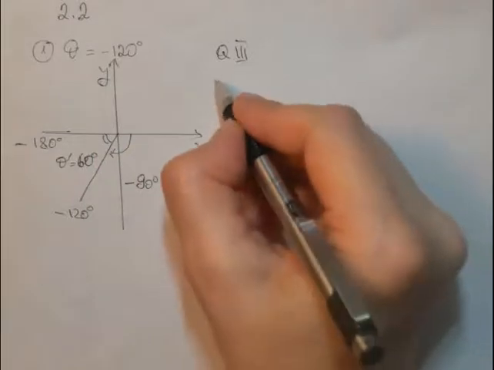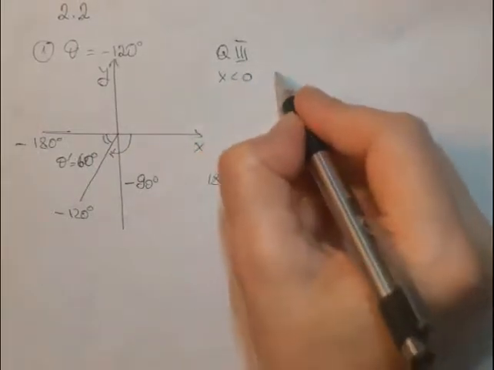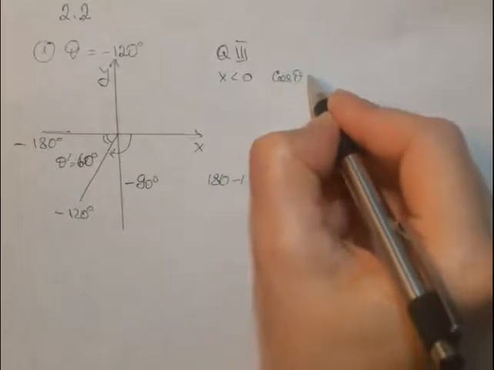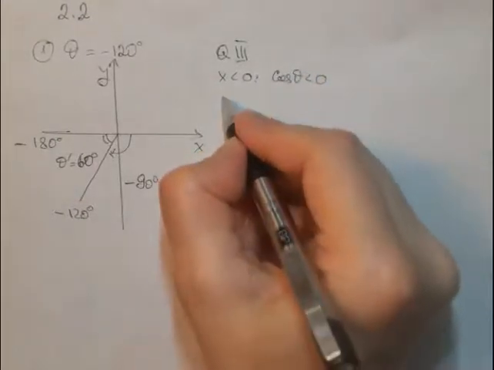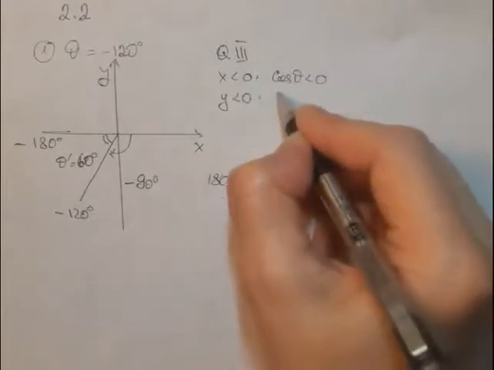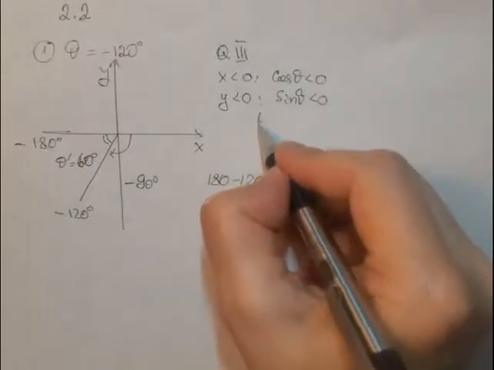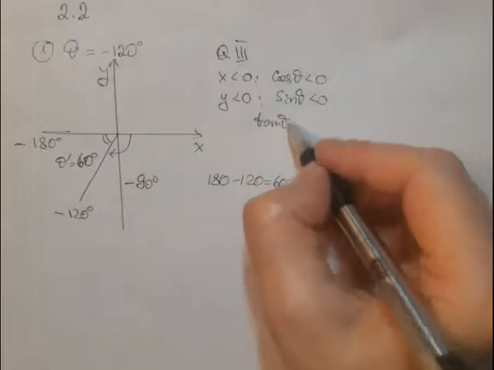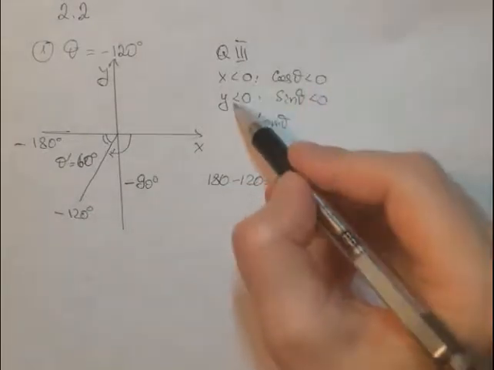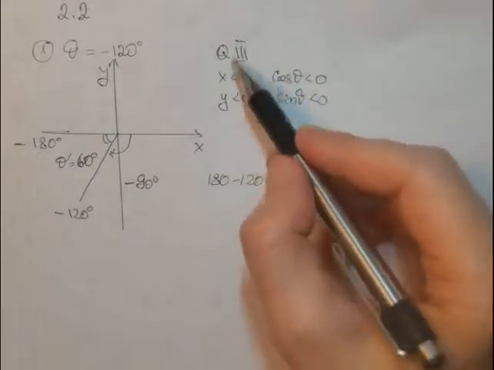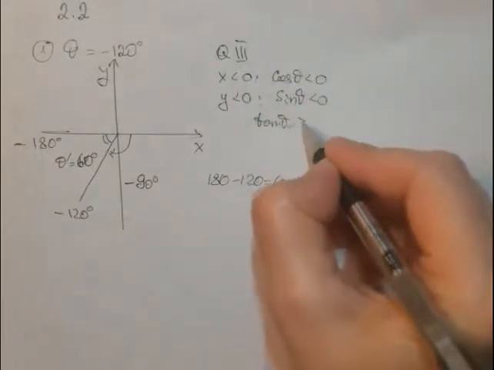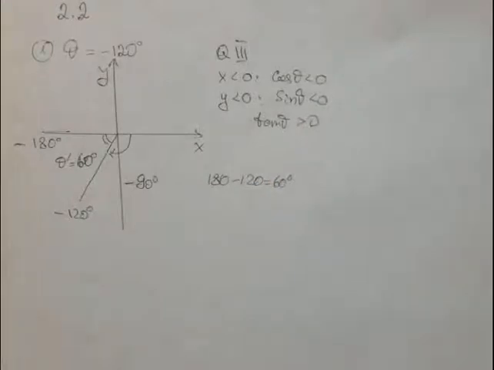In this quadrant, x is negative, so cosine theta must be negative. Y is also negative. It means that sine of theta will be negative. And tangent theta must be positive, since tangent is y over x, negative over negative, will be positive. Tangent theta, positive. The absolute values of trigonometric functions will be the same as absolute values of trigonometric functions of 60 degrees.